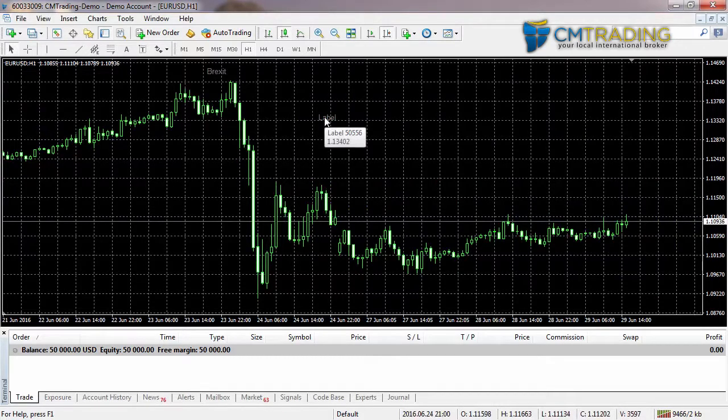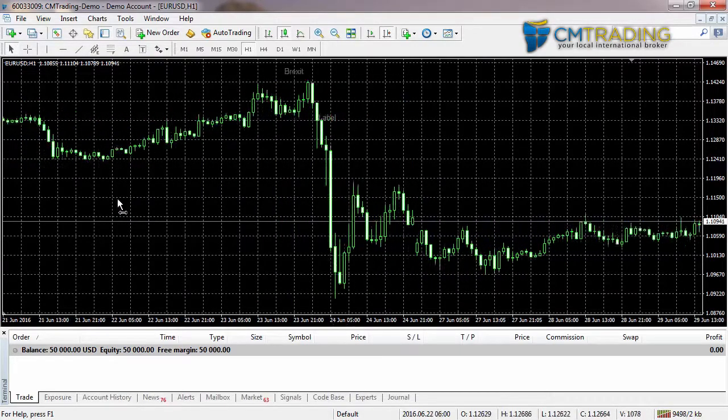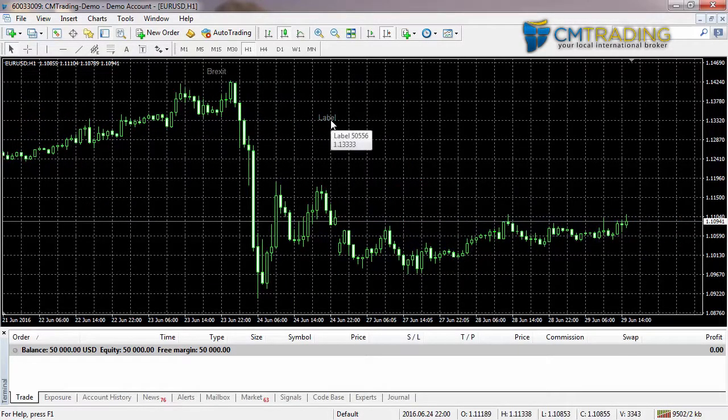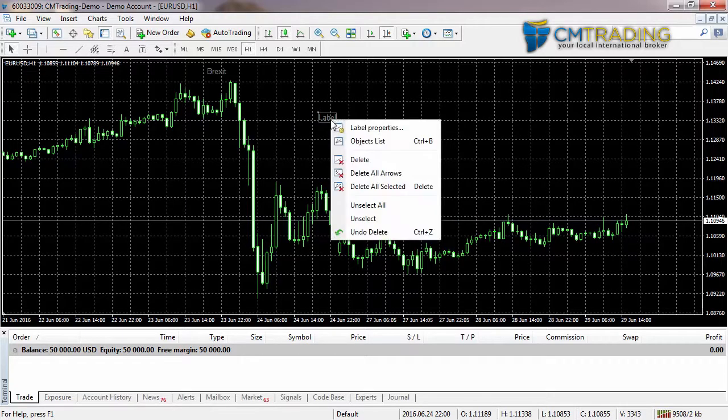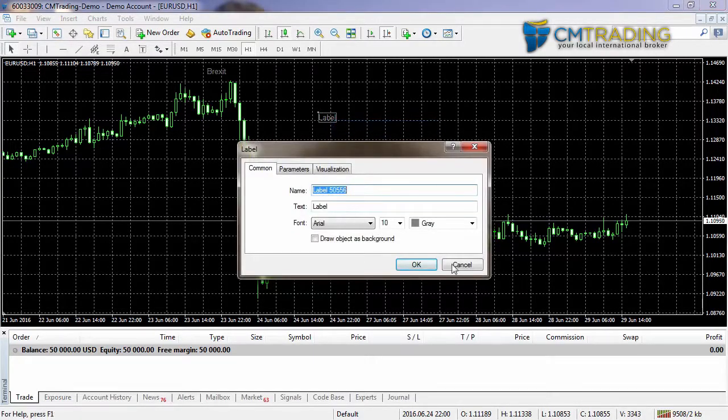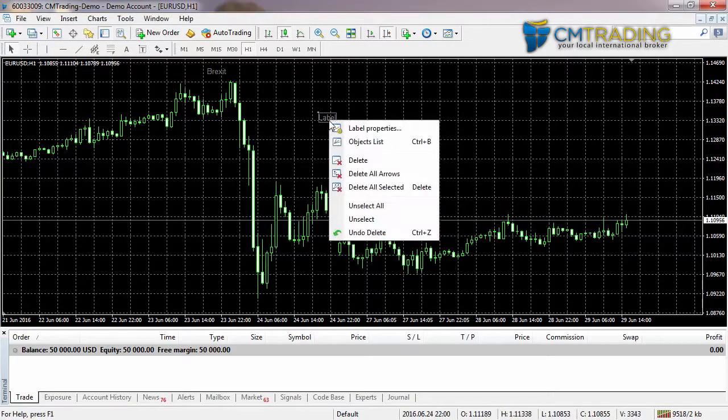This is useful if you need to leave a note for yourself, or if you've set up a trading system and you just need to remember the basic rules. You might want to put labels on your chart just to remind you of what you should be looking for and what to look out for. This means that whenever you load up that chart, you will have the labels in place. The same rules apply. You can double click, then right click to bring up a menu, and you can either select label properties if you want to change the text, or you could go ahead and delete.